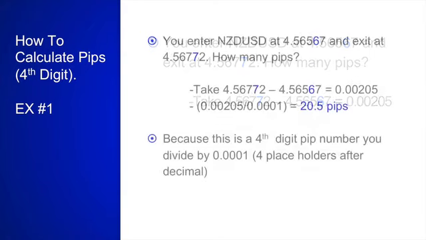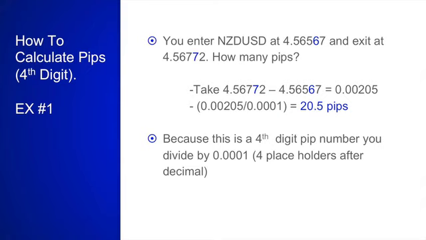The answer equals 0.00205. Now, one way that you can find out how many pips were in this situation is you take them, subtract them, and then you divide by 0.0001, which is going to equal 20.5 pips.